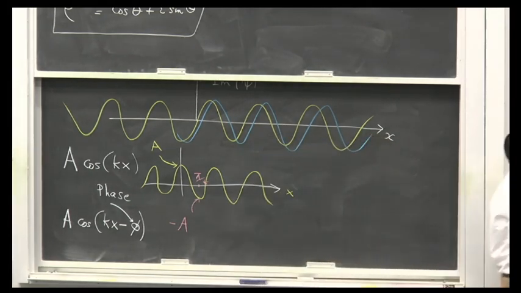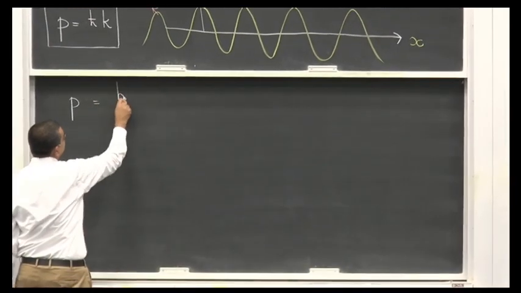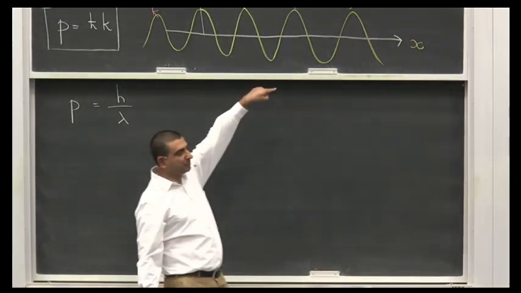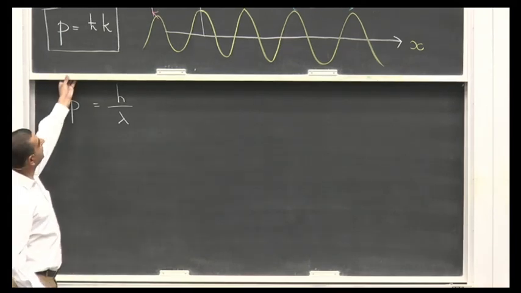Okay. So what you studied in this course is probably that the momentum of a particle is h over lambda. This is what you studied. Okay. But I've defined lambda to be 2 pi over k. So you work out this relationship.